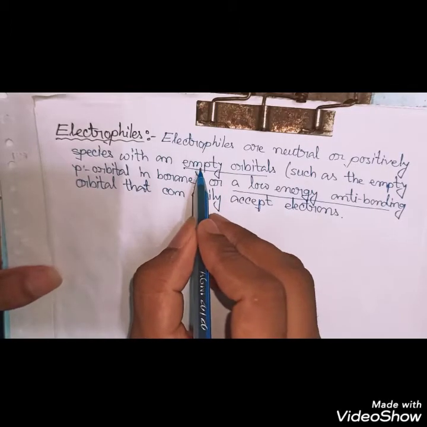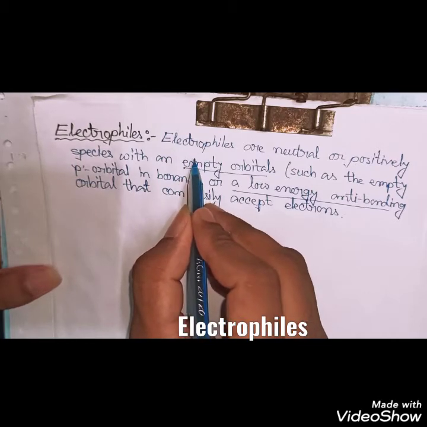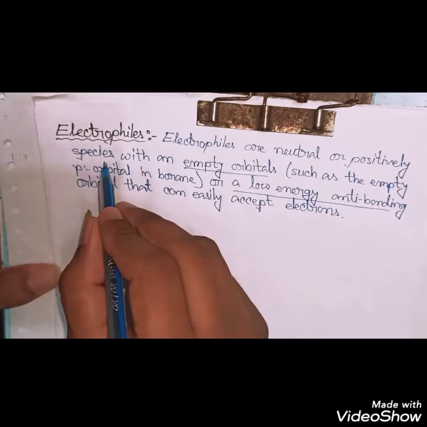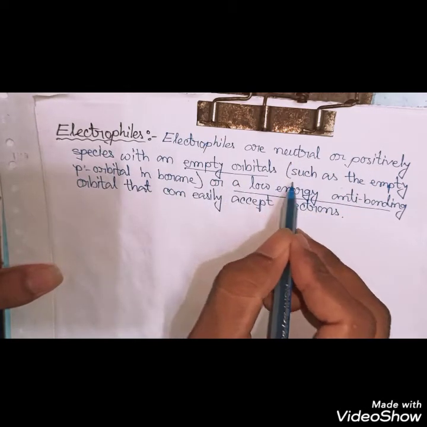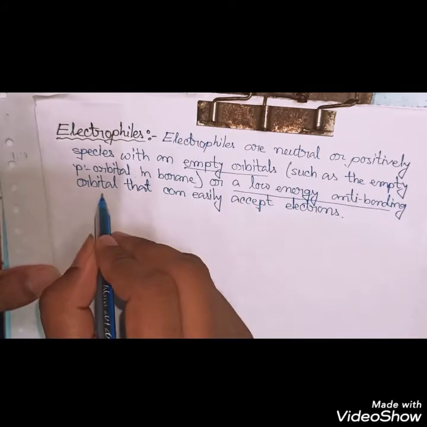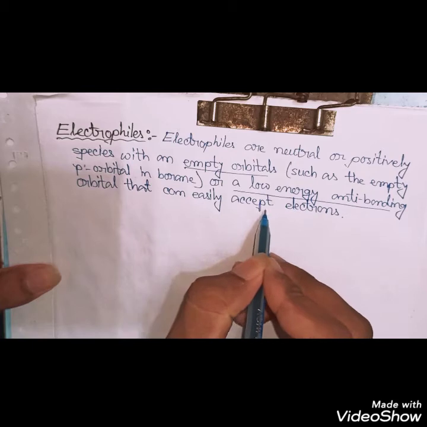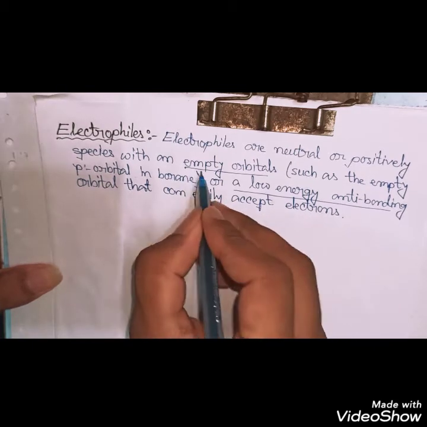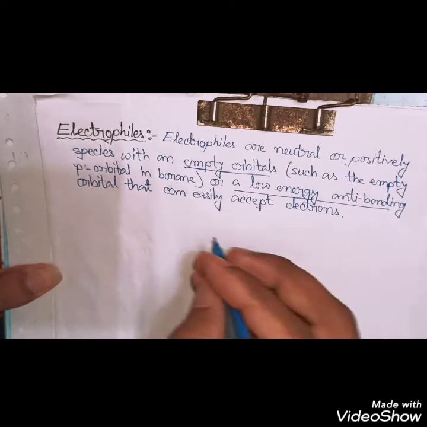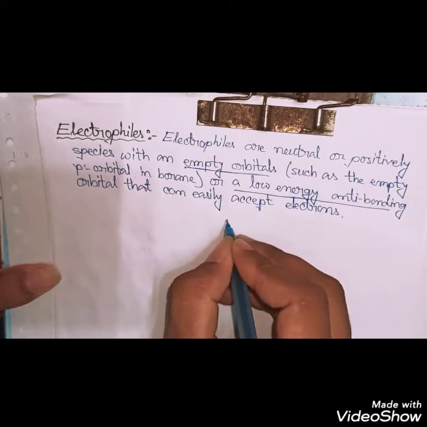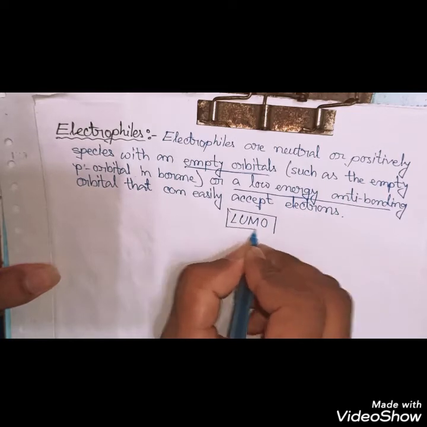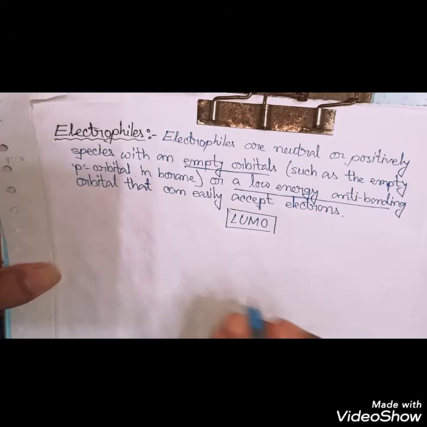This is the definition of electrophiles, from where we can deduce an electrophile. Electrophiles are neutral or positively charged species with an empty orbital, such as the empty p orbital in boron, or a low energy antibonding orbital that can easily accept electrons. So empty orbitals and low energy antibonding orbitals we can easily treat, by this definition, as a hole in a LUMO. This LUMO. Let's see the examples.